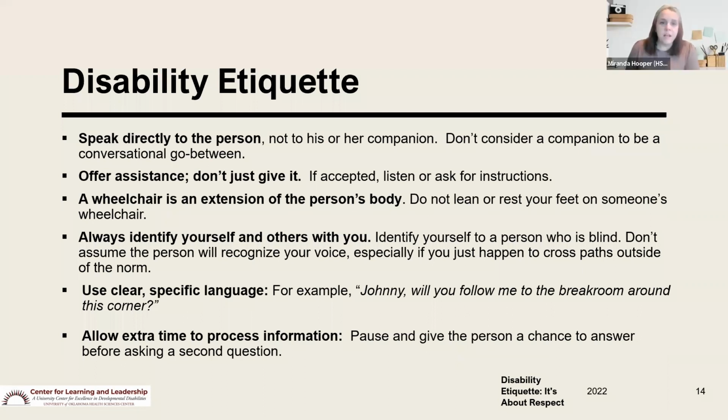So here are some examples that we use for disability etiquette.